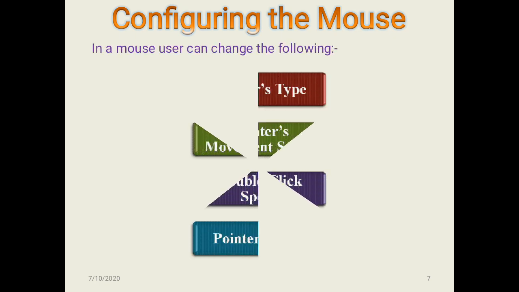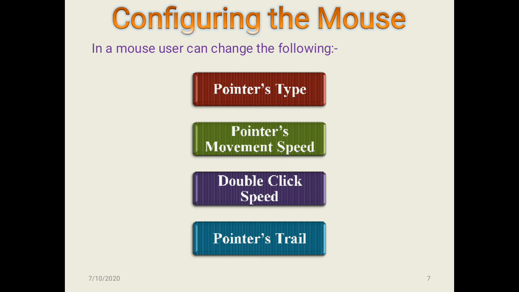To delete a font, you have to select the font and then click on the delete button. Next, how to change the mouse setting? In the mouse, the user can change first pointer type. It represents the shape of the mouse pointer. It changes with different activities.